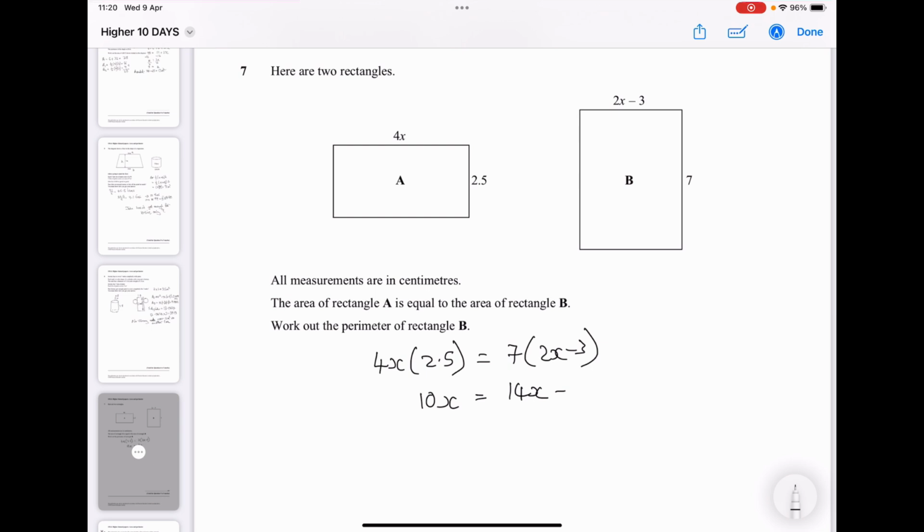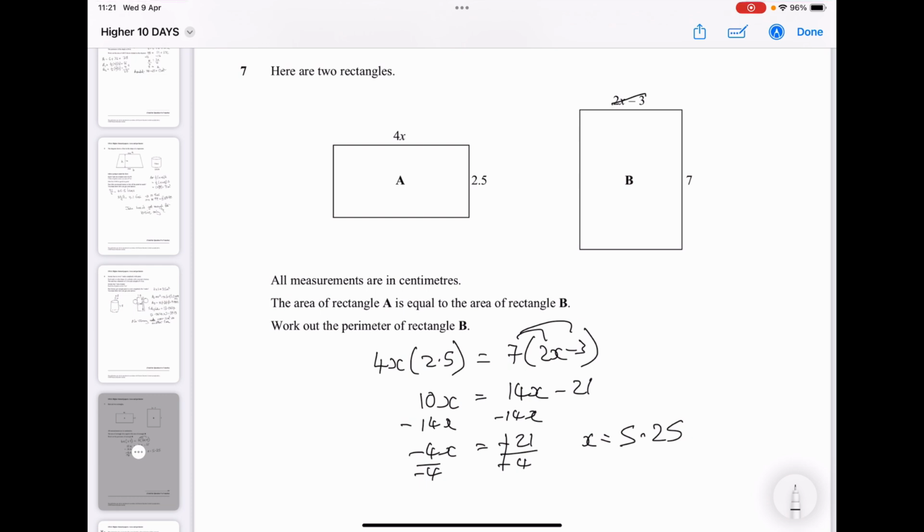14x take 21. So I'm just expanding the bracket. Now, it doesn't matter really which way we go with this, I usually take the 10x, but I'm going to take the 14x just to get them on the same side. So I've got minus 4x equals minus 21, divide by negative 4, divide by negative 4. That means they cancel out, so x equals 21 divided by 4, which is 5.25. Okay. That means we can work out the perimeter of rectangle B.